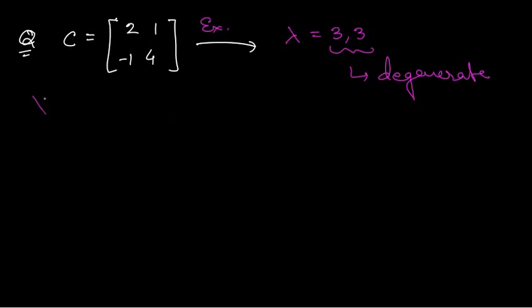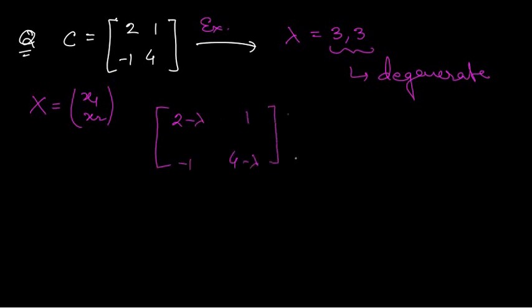So let's call the eigenvector x, that is x1, x2. From the characteristic equation, you will get [2 - lambda, 1; -1, 4 - lambda] times [x1, x2] is equal to [0, 0]. This is the basic way to find the eigenvectors. So you can come to the conclusion.